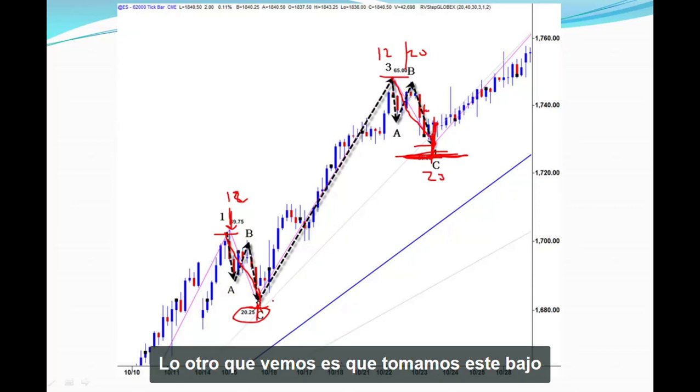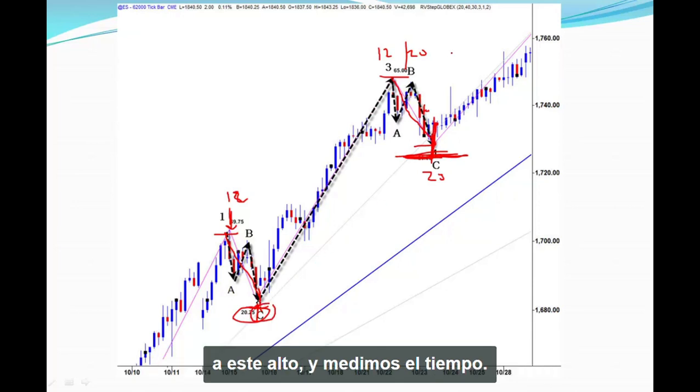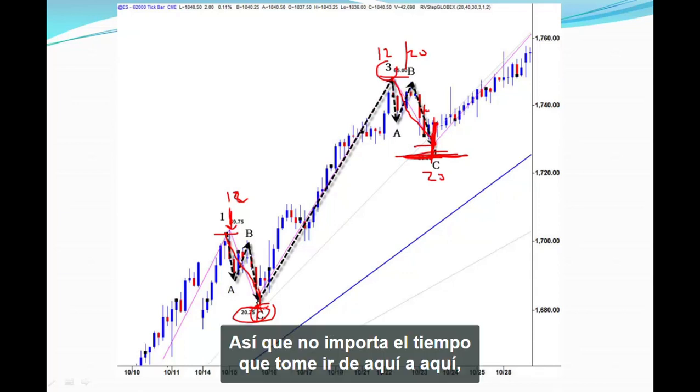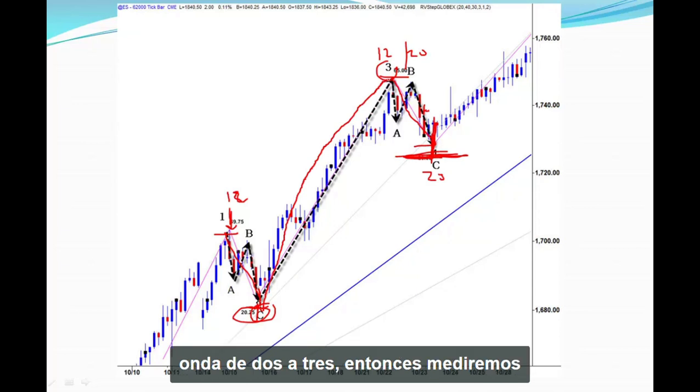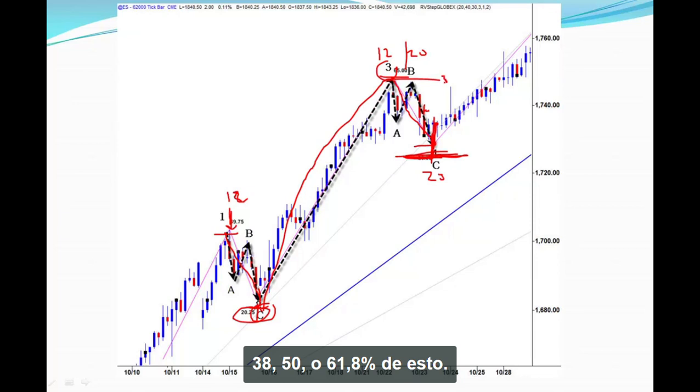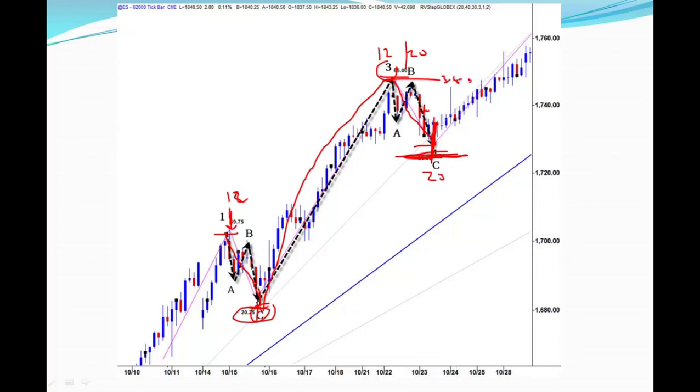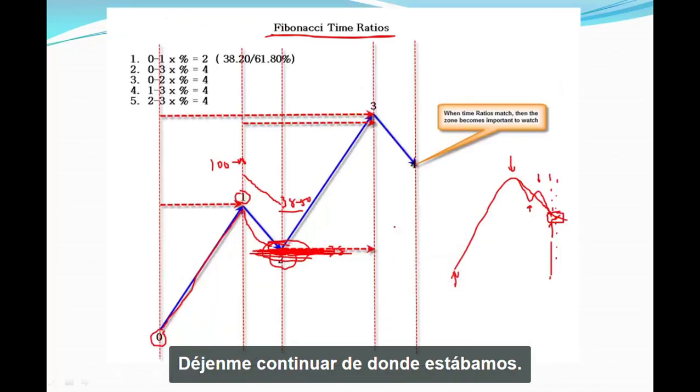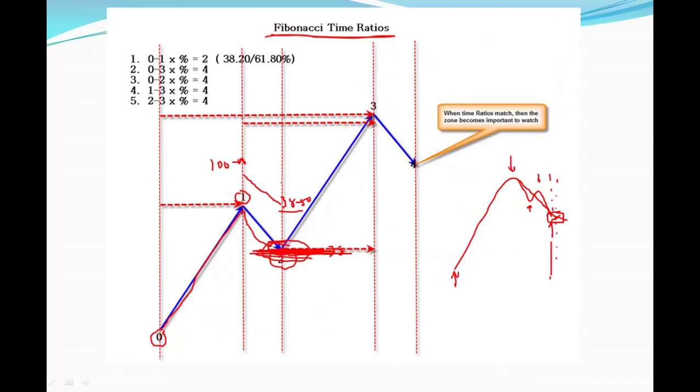The other thing we look at is we take this low to this high and we measure time. So whatever time it took to go from here to here, from wave 2 to wave 3, we're then going to measure 38, 50, or 618% of this. So let me continue from where we were.